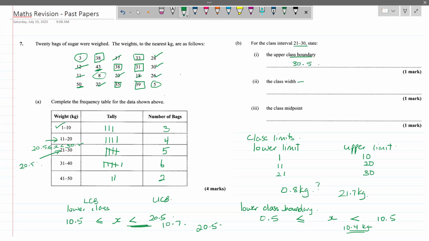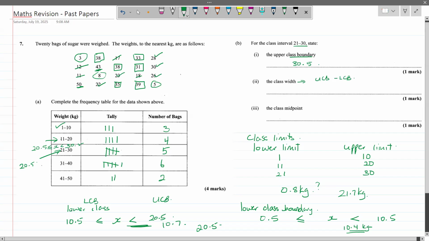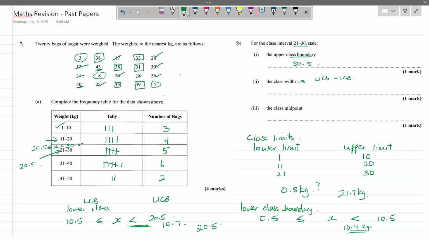The class width is always the difference between your upper class boundary and your lower class boundary. So if we use the same class here, this class interval 21 to 30, our lower class boundary is going to be 20.5, and our upper class boundary is going to be 30.5. And if we subtract those two, the width is 10. The class midpoint is our average of the limits.